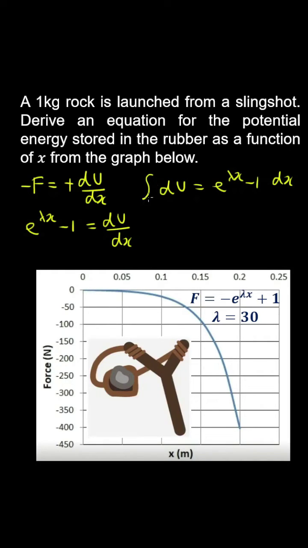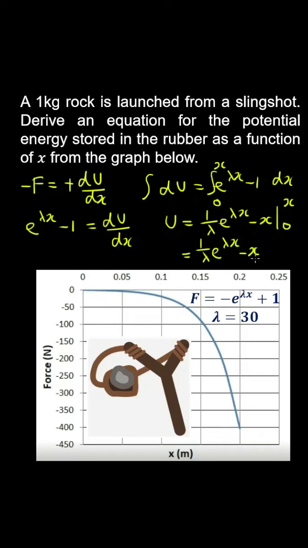And then integrating both sides, from 0 to x, the potential energy is equal to 1/λ e^(λx) minus x, evaluated from 0 to x, and therefore U(x) is equal to 1/λ e^(λx) minus x minus 1/λ.